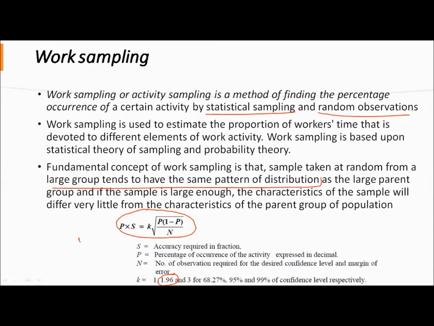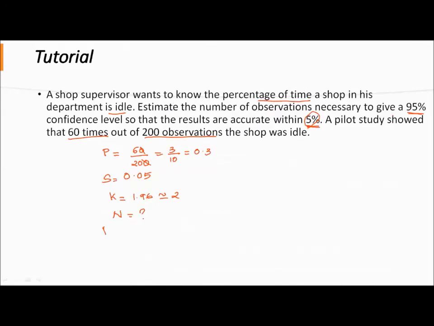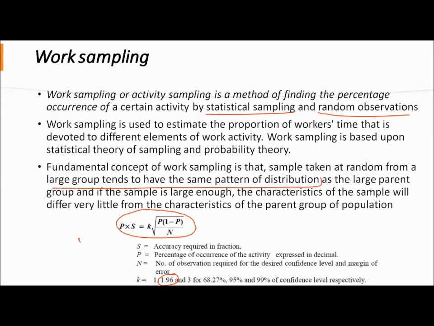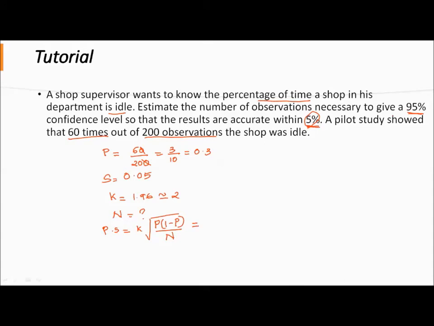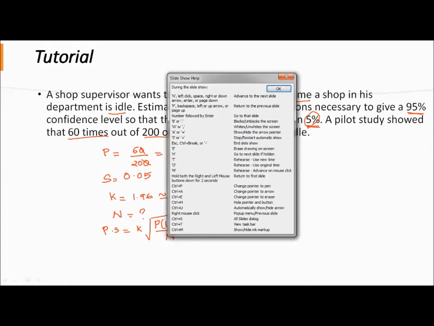So what is the equation? P into S is equal to K root P into 1 minus P divided by N. So P into S is equal to K into root P into 1 minus P divided by N. Okay. So what is the value of P? P is 0.3. What is the value of S? That is 0.05. And the value of K, you have assumed it to be 2.